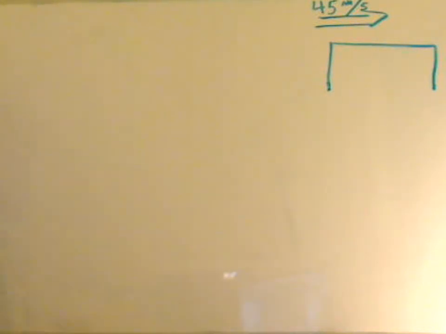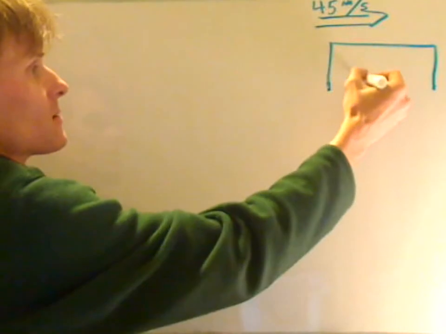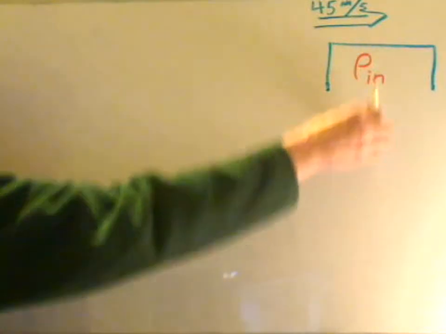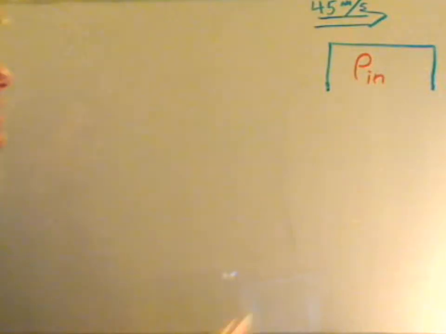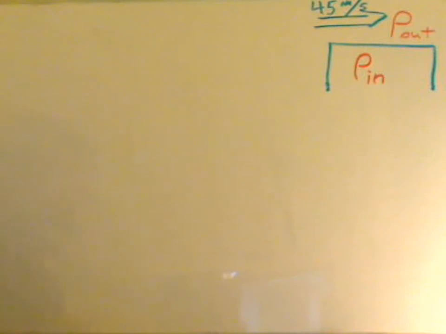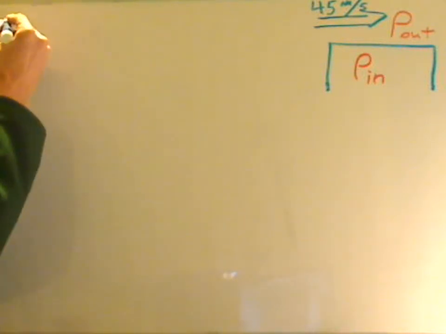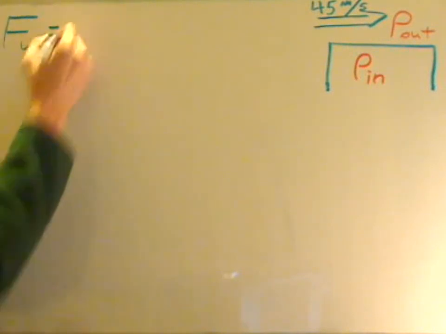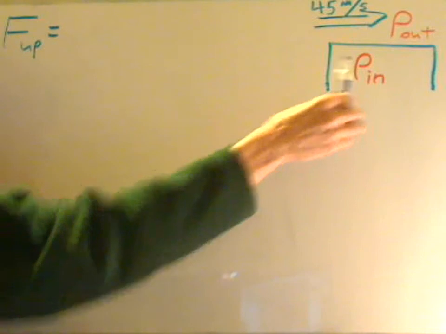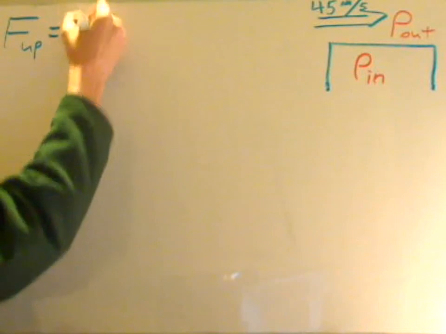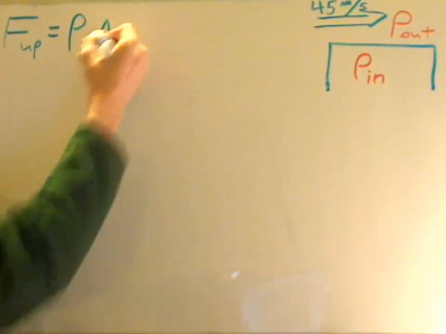So there's going to be some pressure inside the house, and that pressure inside the house is going to push upward on the roof. And then there's going to be some sort of pressure outside. Now, the upward force on the roof is going to be the pressure inside. Remember, force is pressure times area. So it'll be pressure inside times the area of the roof. That would be the upward force.